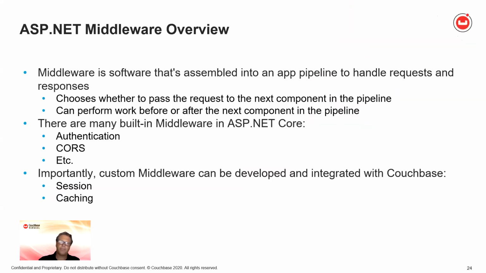Topic 4 is middleware. So, ASP.NET middleware overview. Middleware is software that's assembled into the ASP.NET app pipeline to handle requests and responses. It's sort of a pipe and filters type architecture. It's really useful. There's a whole bunch of different middlewares that come with ASP.NET by default. For example, there's authentication middleware, there's CORS middleware. There are also some that we can integrate with. And the two important ones that integrate well with Couchbase are session and caching.